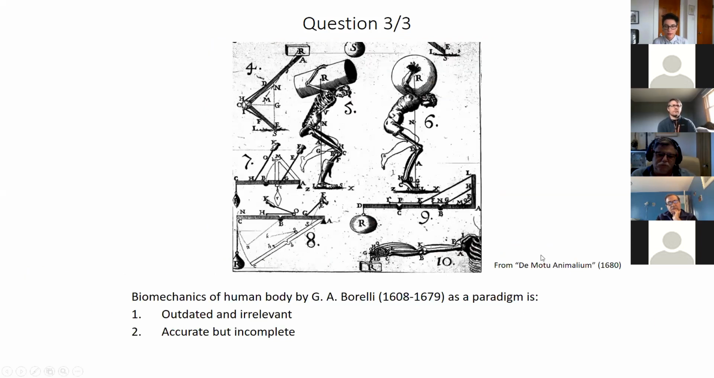And the last question is, the classic biomechanics theory based on Alfonso Borelli and lever theory is irrelevant for us, or it's just accurate but incomplete and requires just expanding the research toolkit? And the correct answer, in my view, is number 2. It's just incomplete.